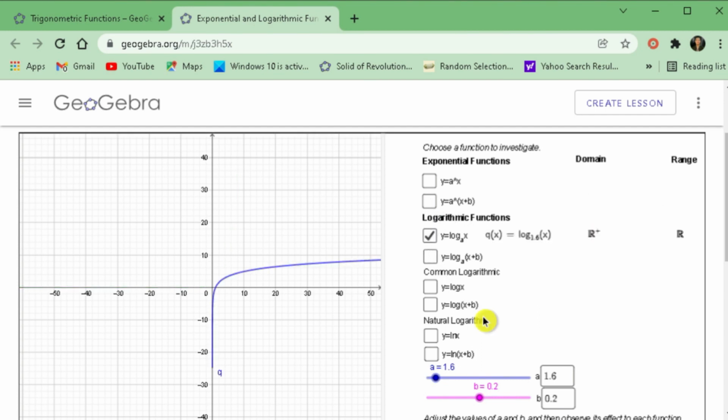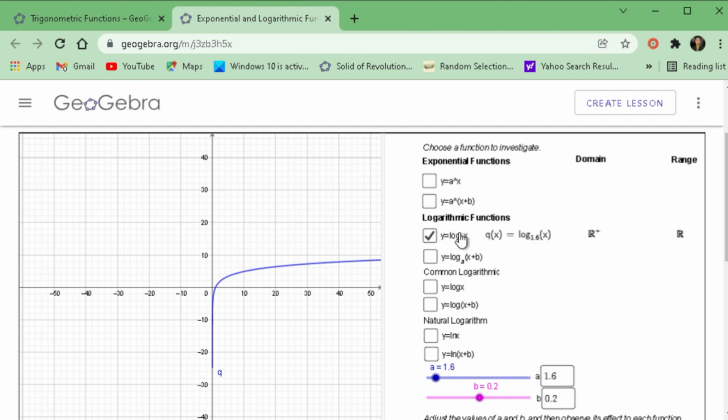Move on to the logarithmic functions. Iba na naman yung itsura niya. Andito sa part ang kaniyang graph. The most basic is this, y equals log x, and the base is a. In our case, since we chose a to be 1.6, we can see the 1.6 here.